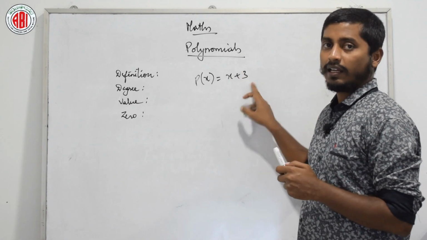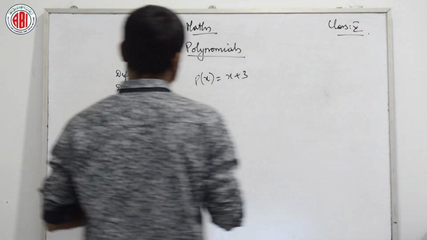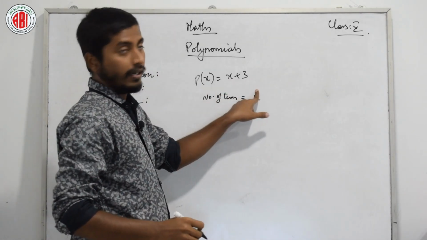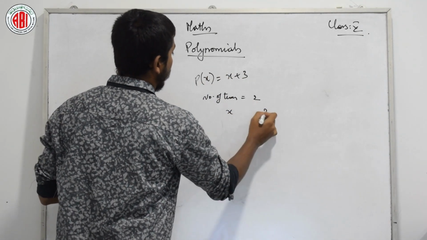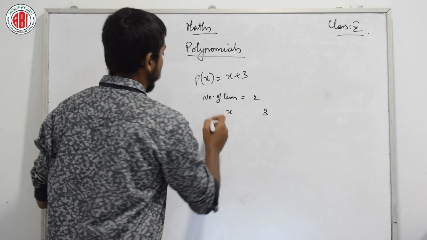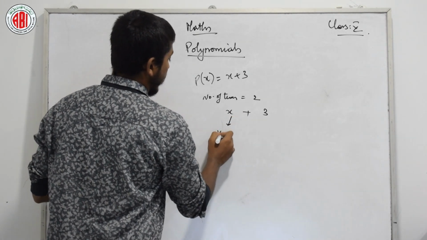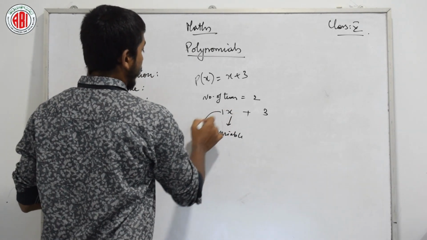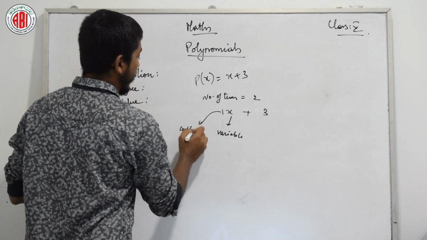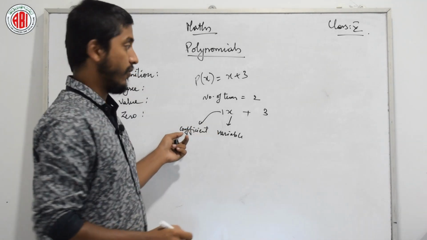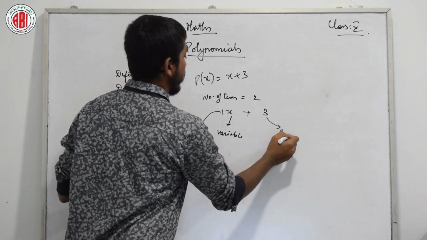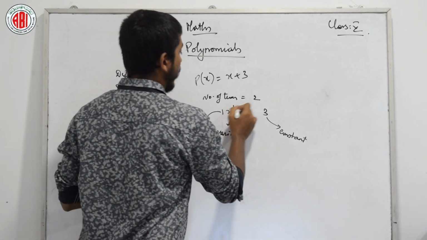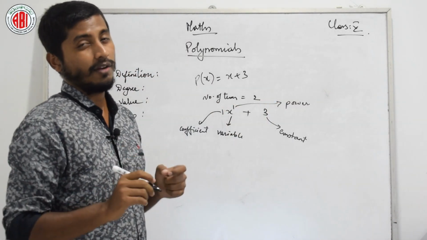Degree is 1, right? Let us write everything once again. See here, the number of terms is 2, right? x and 3. x is 1 term, 3 is 1 more term. What is this x? This x is a variable. What is the coefficient of this x? That is 1. This is the coefficient. Try to remember the spelling. Don't write whatever you want. See here, this is a constant. And what is the power it has? Power is 1. Is it clear? These are different things you have to remember.